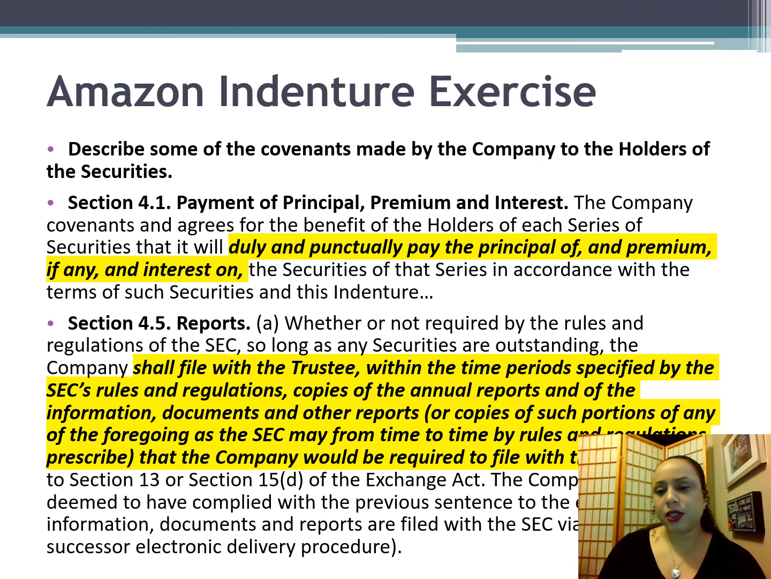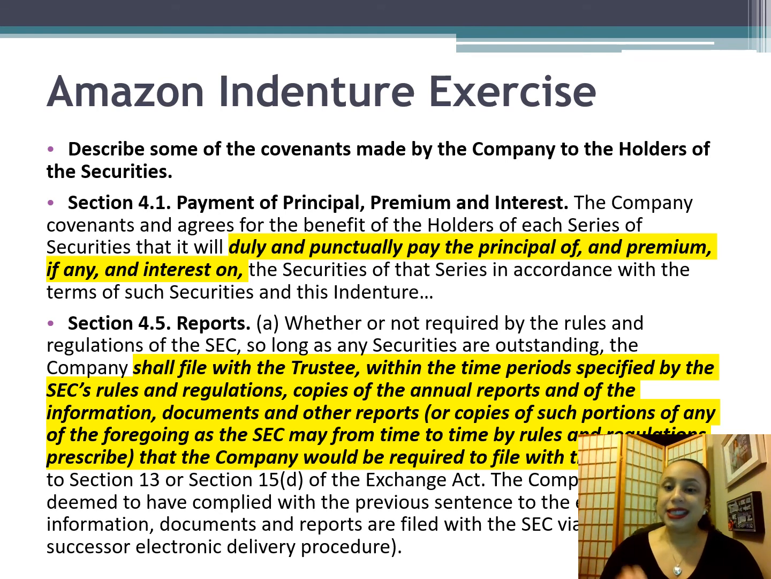This first provision is pretty basic. We know that the issuer covenants and agrees for the benefit of its securities holders, which in this case are holders of this range of debt instruments, that it will duly and punctually pay the principal. That's good, we want them to pay the principal. And premium, if any, and interest on the securities of that series in accordance with the terms of such securities and this indenture. There's a lot of language following this provision.